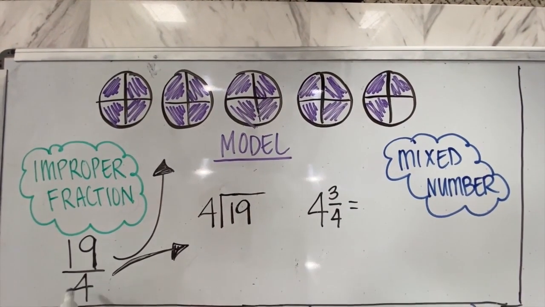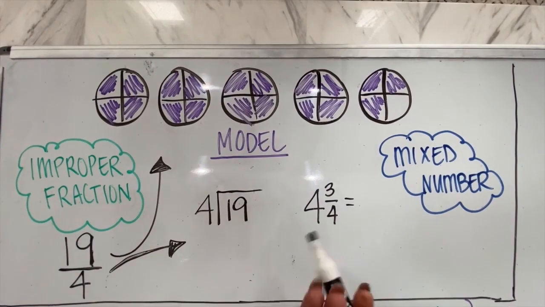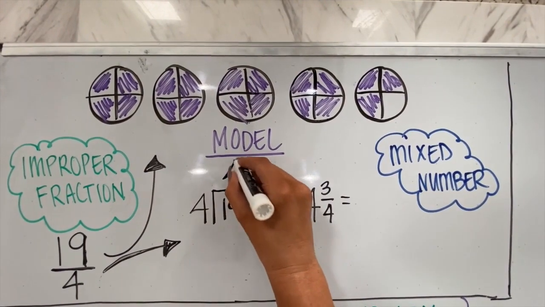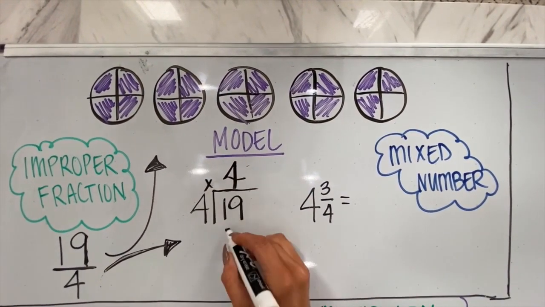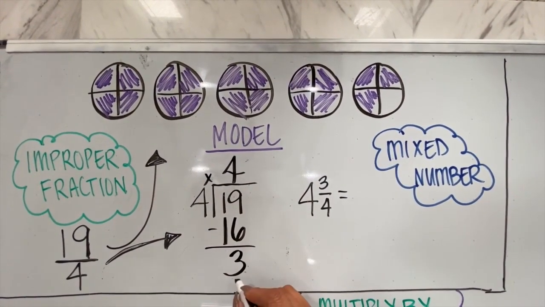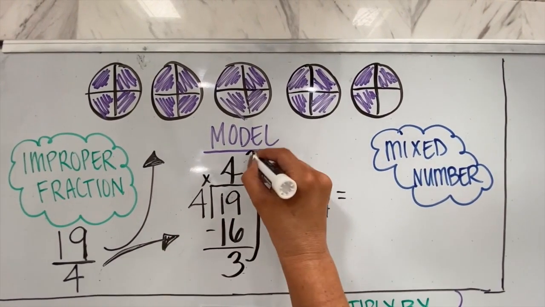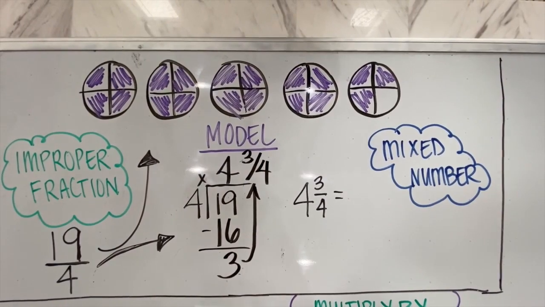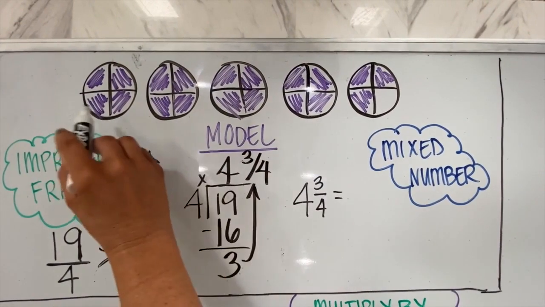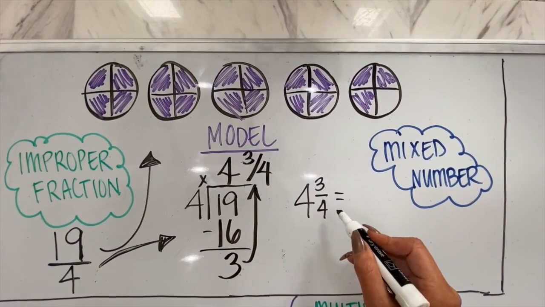So I have 19/4. Anything that is a fraction, this fraction line represents division. So I'm going to take 19 and divide it by 4. So 19 divided by 4 will give me 4 times 4, 16, subtract. 3 is going to be my new numerator. And I'm always going to keep my same denominator, 4. 4 and 3/4. You can see that this also is represented in the model for 4 and 3/4. Now we have a mixed number.